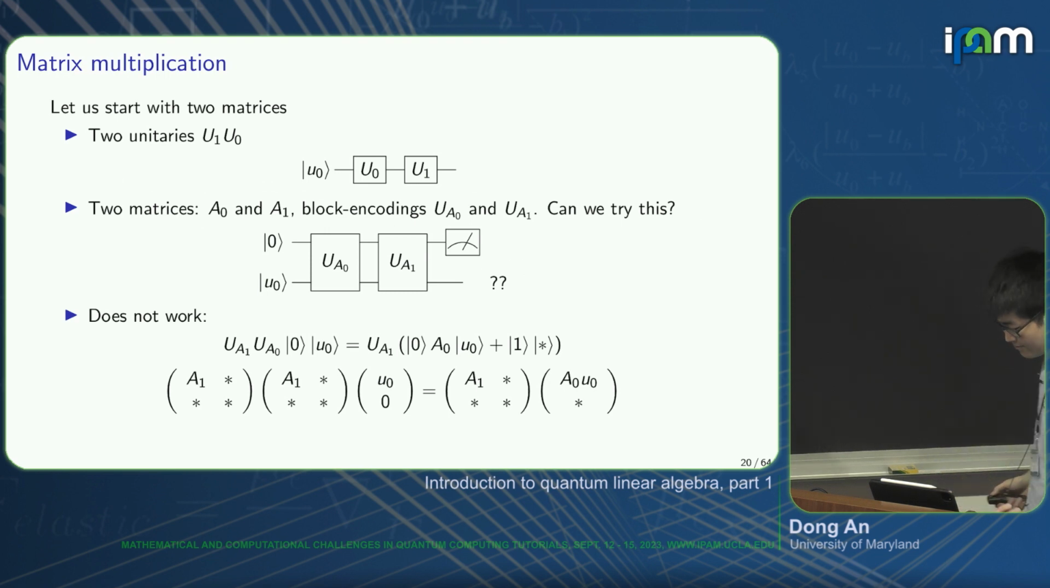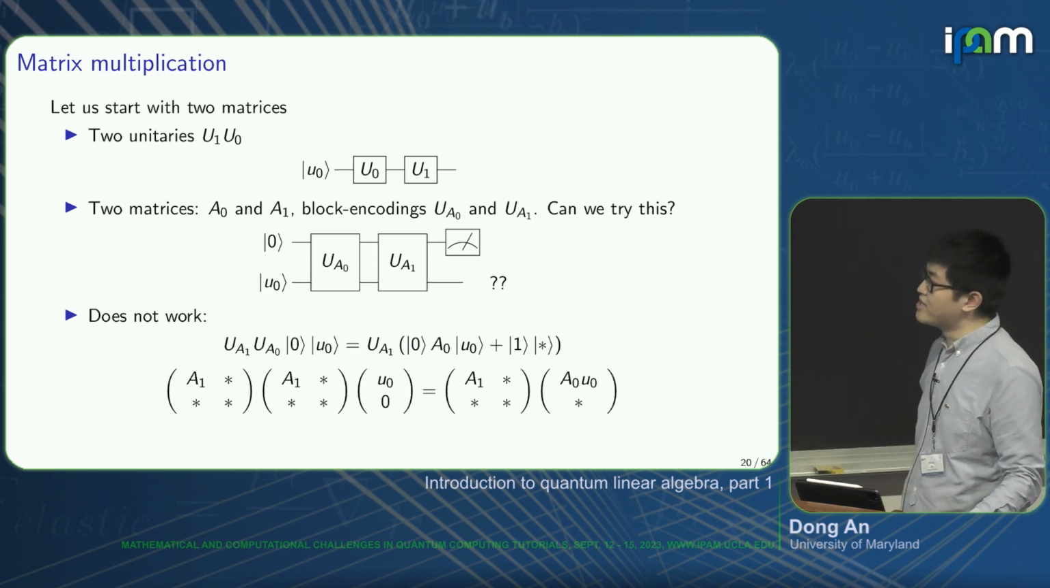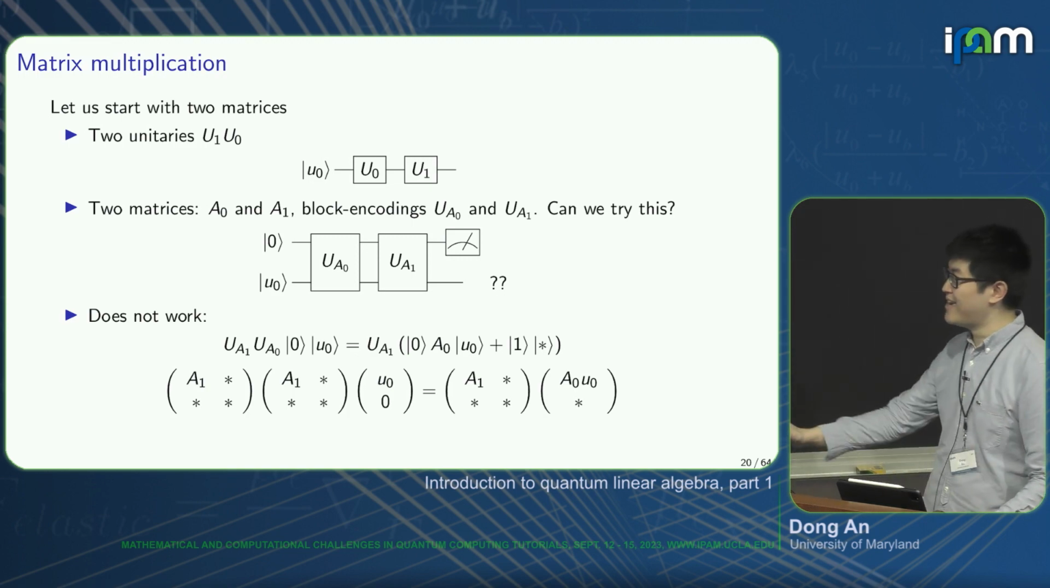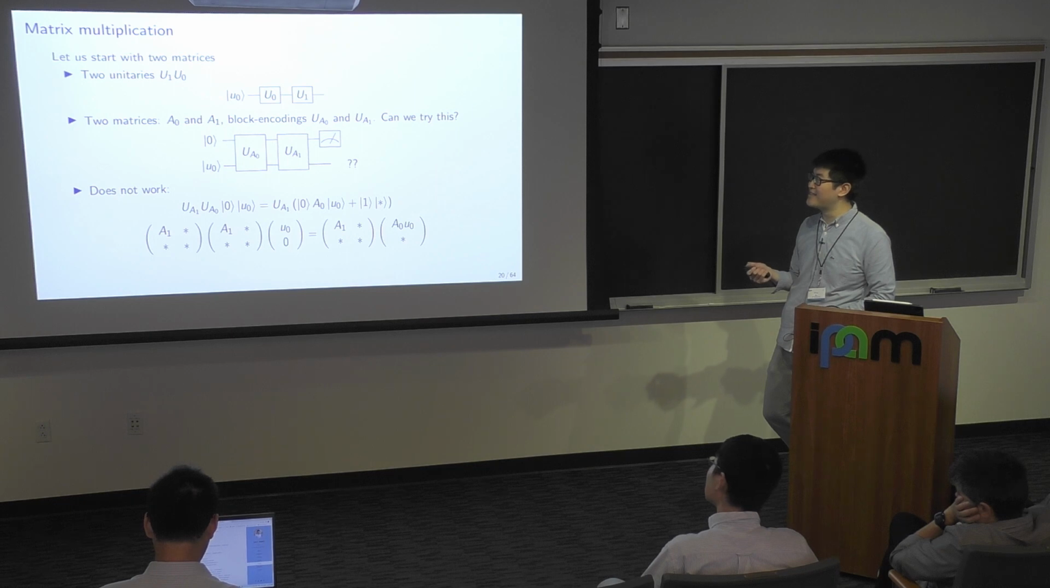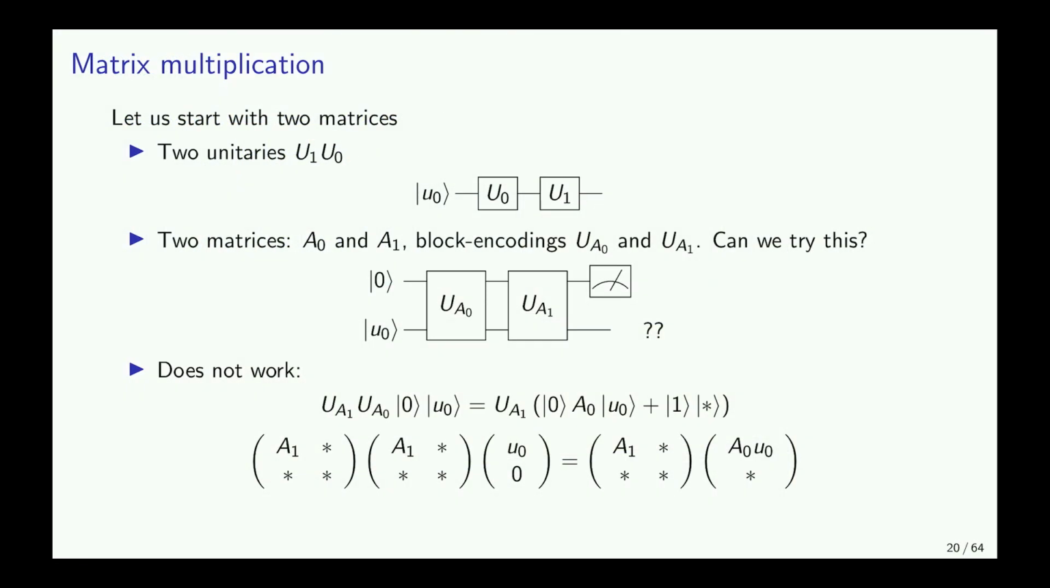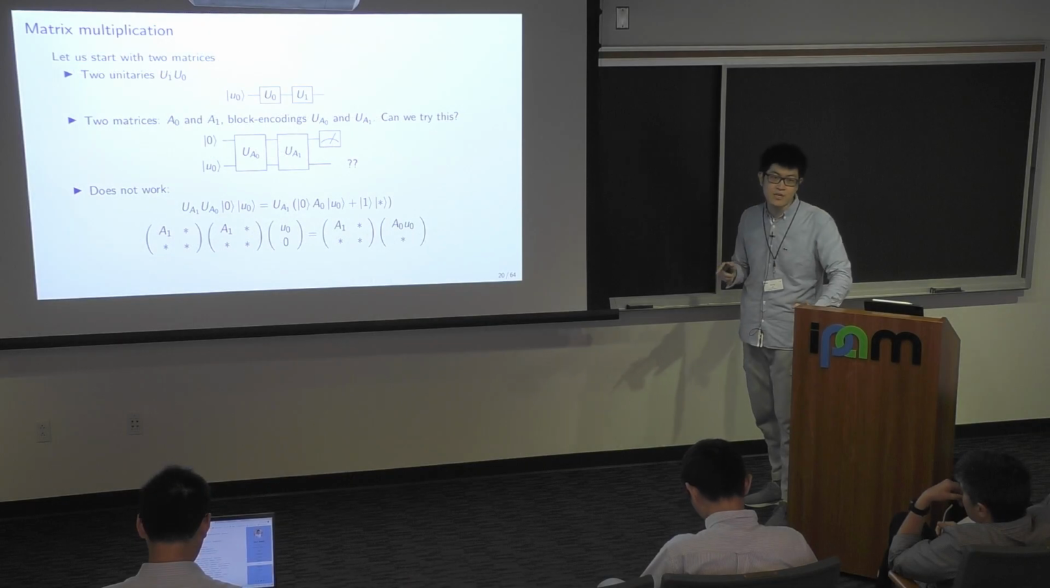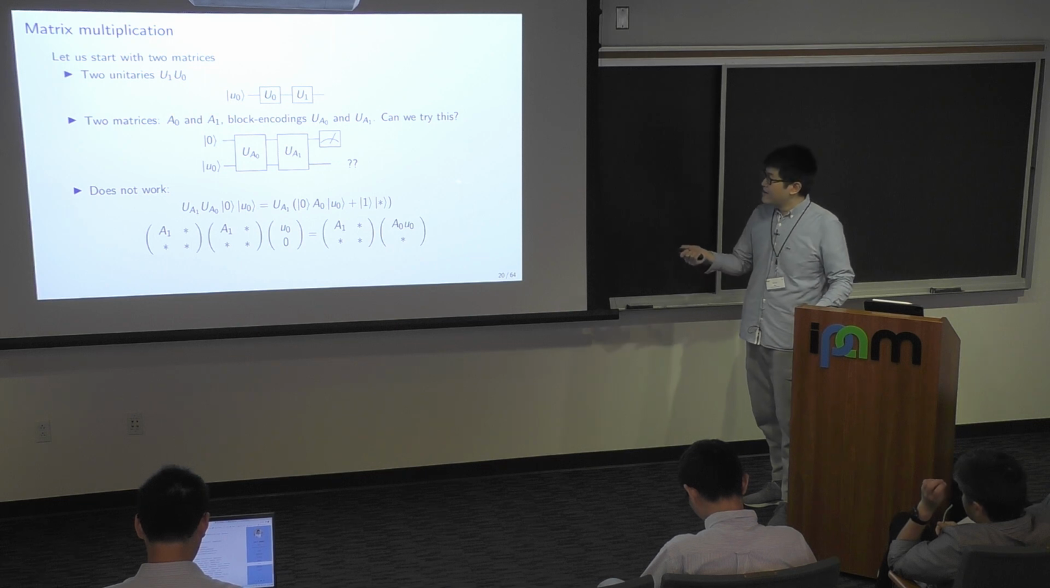Okay, so we have finished the addition, and then what we are doing is the matrix multiplication. For matrix multiplication, let's start with two matrices. Let's start with two unitary matrices. Of course, for two unitary matrices, it's quite straightforward. That is, we have an input state, and then we apply U0 if we have a circuit for that unitary, and then apply U1. But the interesting thing is, what if we have two general matrices? That is, if we have A0 and A1, and I'm assuming the block encoding of A0 and A1, so what can we do? Remember that in the matrix addition, we just directly replace the unitaries by their block encodings. But here, can we do the same thing?